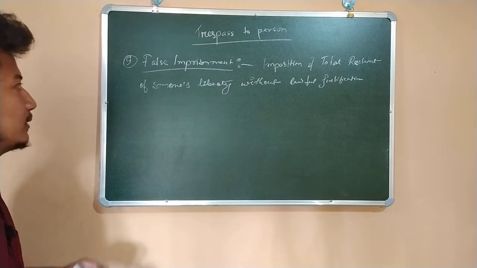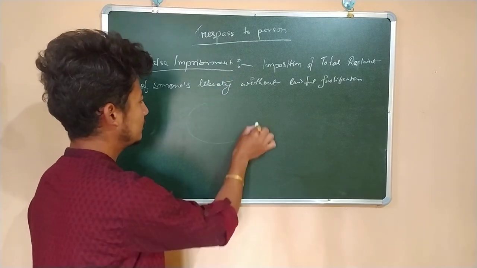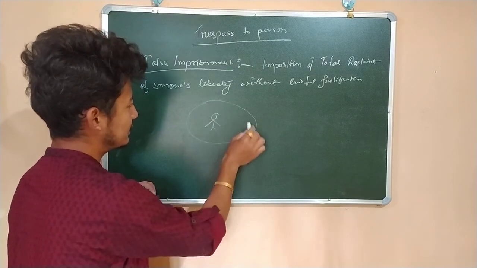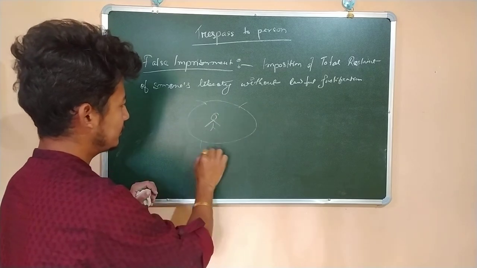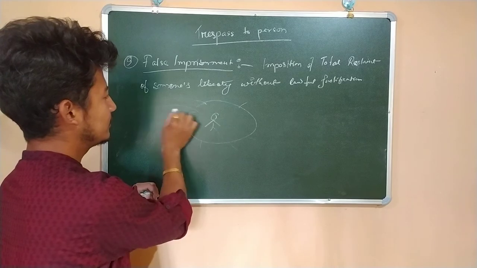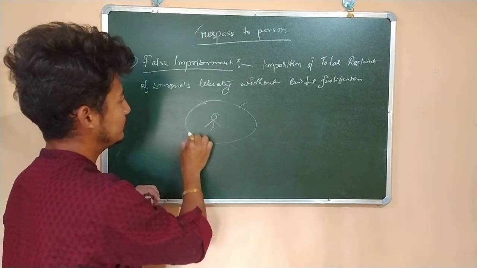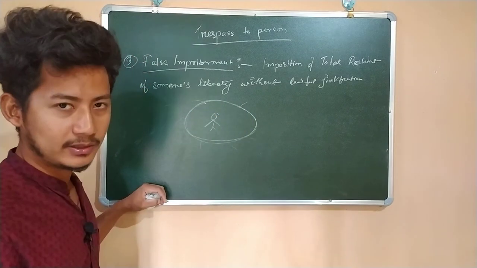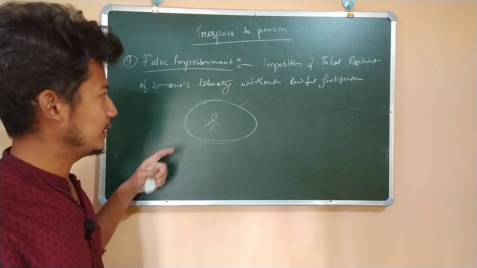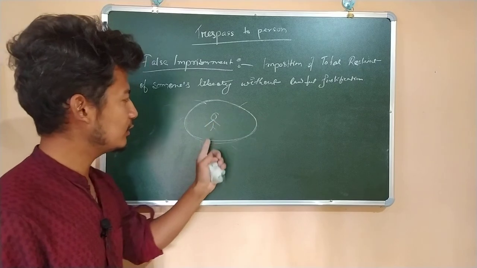Okay, so that means in order to constitute a restraint, there should be what? Total restraint. Okay, this is a person, he was completely restrained from going beyond this limit. If there is a way for him to go, then you cannot say that is total restraint. He should be completely restrained from going any way. Okay, so that is what? False imprisonment. And in order to constitute it, there should be total restraint and no lawful justification.